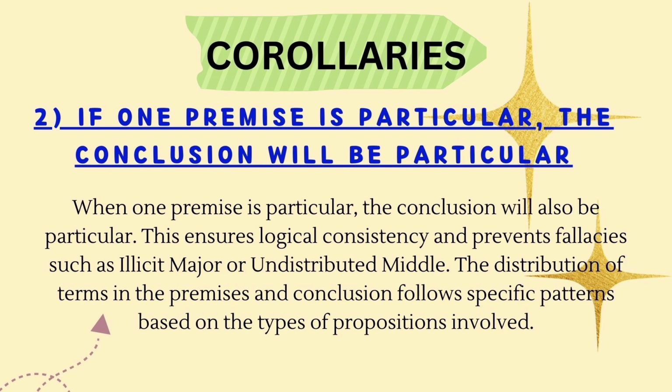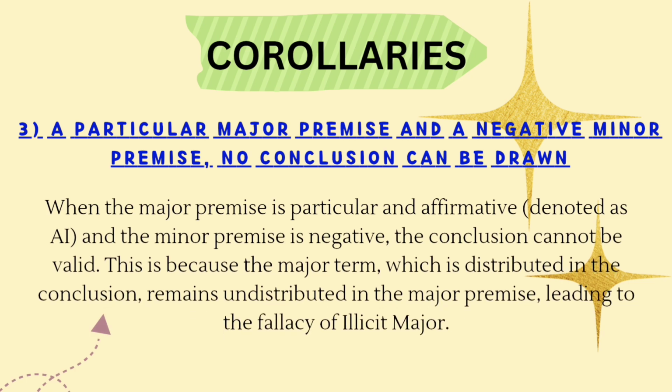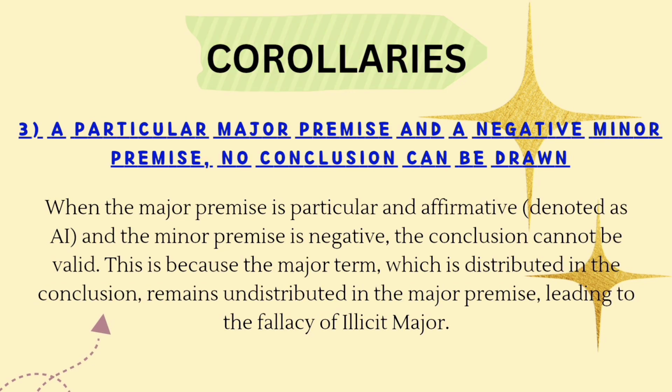The distribution of terms in the premises and conclusion follows specific patterns based on the types of propositions involved. A particular major premise and a negative minor premise: no conclusion can be drawn when the major premise is particular and affirmative and the minor premise is negative. The conclusion cannot be valid. This is because the major term, which is distributed in the conclusion, remains undistributed in the major premise, leading to the fallacy of illicit major.